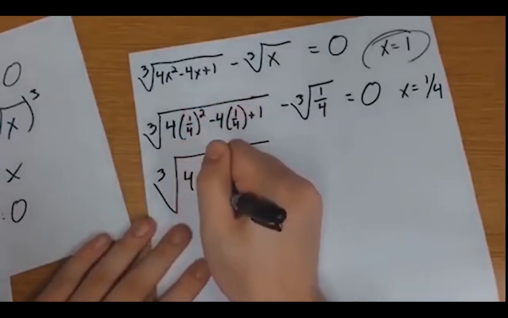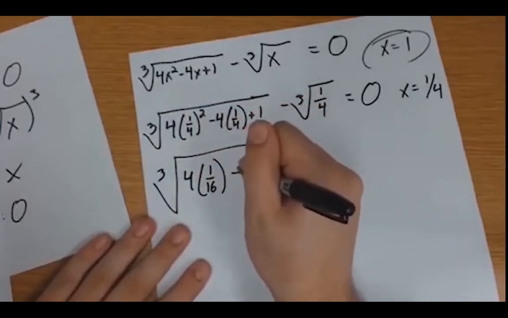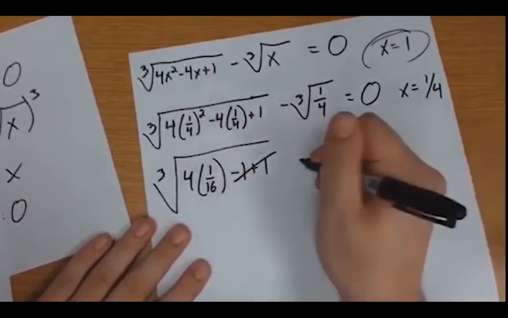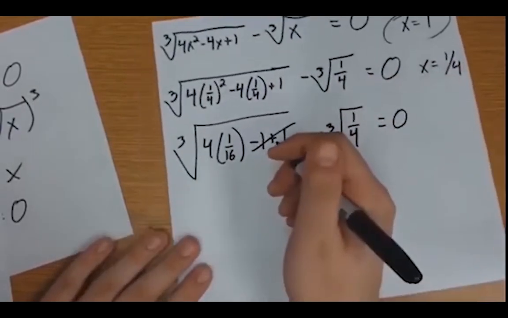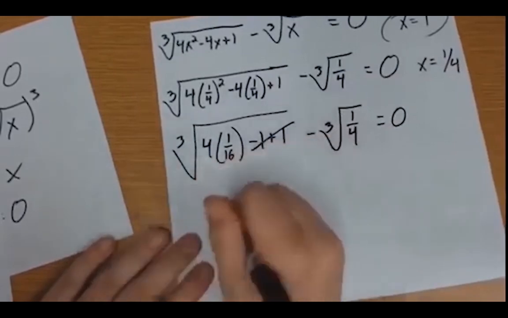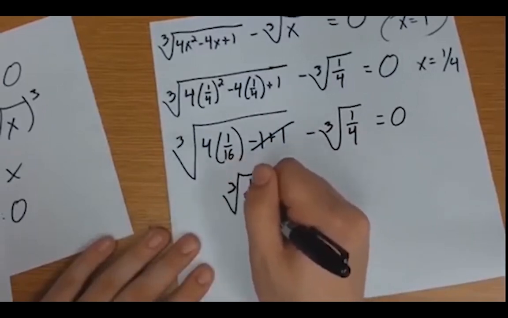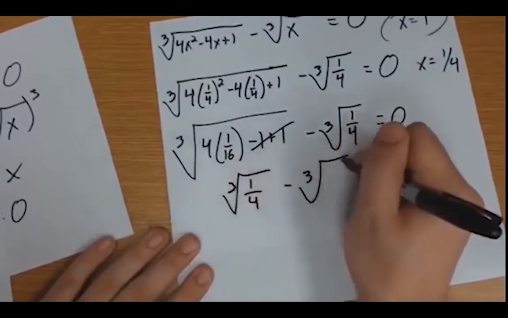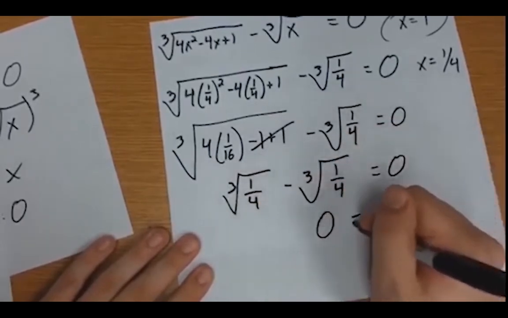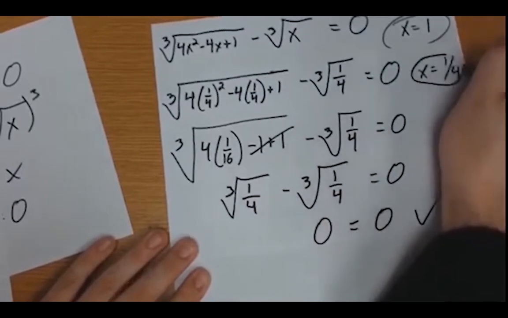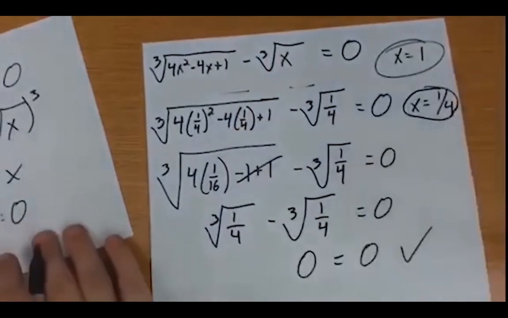1/4 squared is 1/16. 4 times 1/4 is 1, so minus 1 plus 1, and those cancel. Yes, I know we can't do anything with the cube root of 1/4. Be patient. 4 times 1/16 is 4/16, which reduces to what? 1/4. Cube root of 1/4 minus cube root of 1/4 is 0. 0 equals 0, checks. So our answers are both x equals 1 and x equals 1/4.